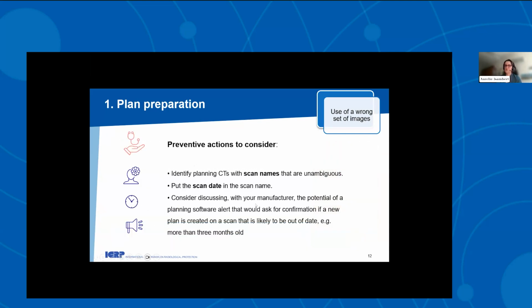Again, in the reports available online, there are some preventive actions that are proposed and useful to consider. For instance, to identify planning CTs with scan names that are unambiguous, to put scan dates in the scan name, and also, when possible, to consider discussing with the manufacturer to see if something could be done to improve the software to avoid this kind of error.